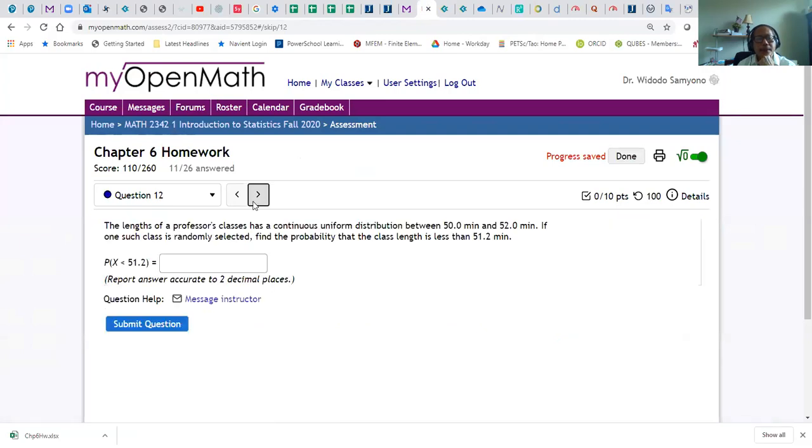And number 12. Okay, so you can see number 12 will go back to the uniform distribution, right? So first you need to find what is the total. The total will be, you need to subtract 52 with 50, right? And then you're looking for what is the probability less than 51.2, so you need to subtract 51.2 with 50. Okay, so subtract 51.2 with 50, divide by 52 subtract with 50, right?